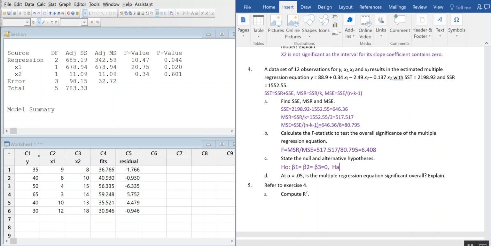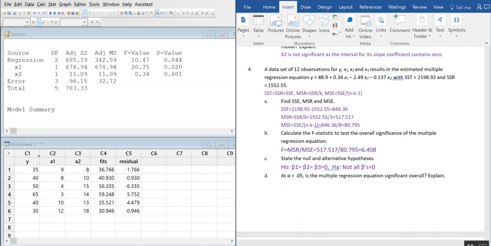Now, my alternative is that not all of them look like this. At least one is significant. And you can say that either way. I'm fine with you actually typing that up, or you can just write that not all betas equal 0. So at least one of them is doing something. One of them is significant.